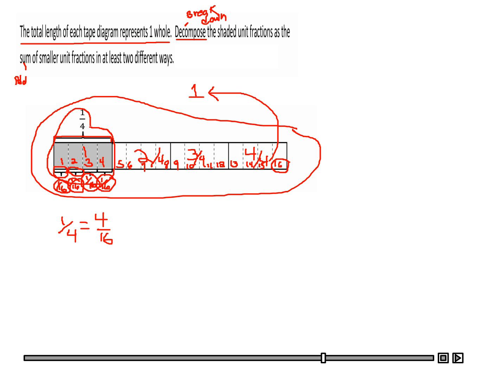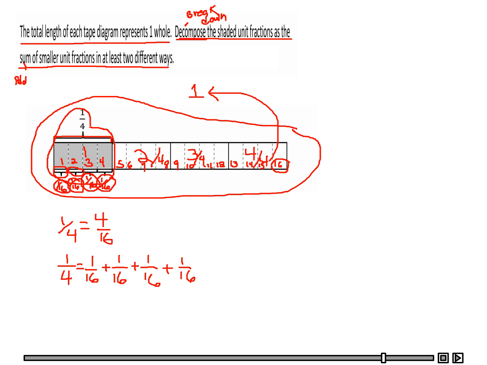So in other words, I can write it out, and what it asks us to do is break down the shaded unit fractions as the sum of smaller unit fractions in at least 2 different ways. So here is one way, but let's do it in sums. So we have 1/4 is equal to 1/16 plus 1/16 plus 1/16 plus 1/16, and that's all we have to do here, because what we did was break down 1/4 into 4 equal parts of 16ths.